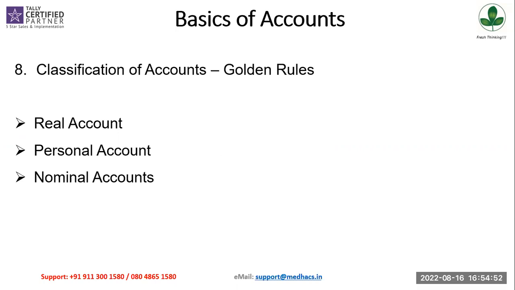Okay. So the golden rule, there are three classifications of accounts. If we understand this, we should be able to take any transaction, analyze it and say how it has to be accounted. So it's a real account, personal account, and nominal account. Right? Can anyone tell me what is the rule for a real account? Can anyone put it on chat or unmute and tell me what is the rule for a real account?